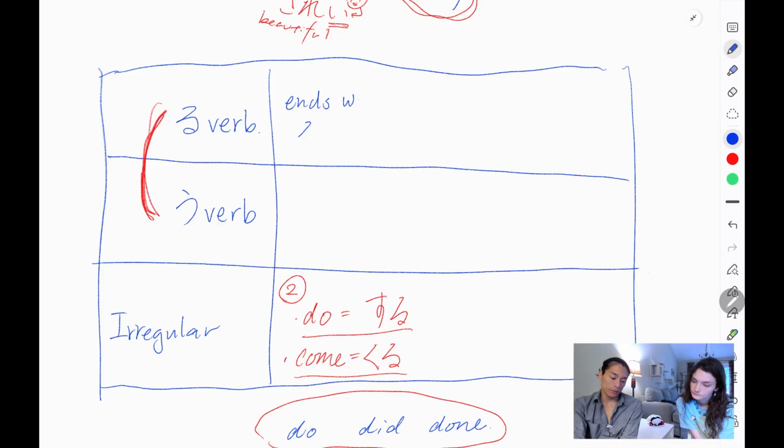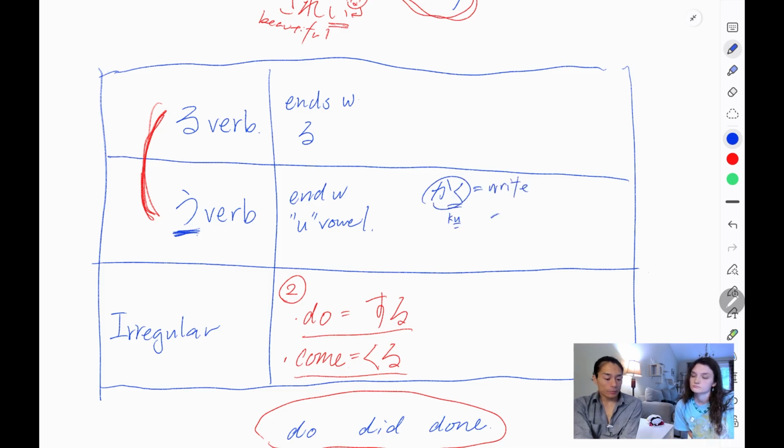Ru verb, simple. It ends with ru, that's why it's called ru verb. U verb, unfortunately, it's not just the verbs that end with u. It's verbs that end with u vowel. For example, the verb to write is kaku, ku is k, u, so this is considered u verb. Yomu, to read, mu, that's u verb. So that's where the u comes from, the sound, the vowel.